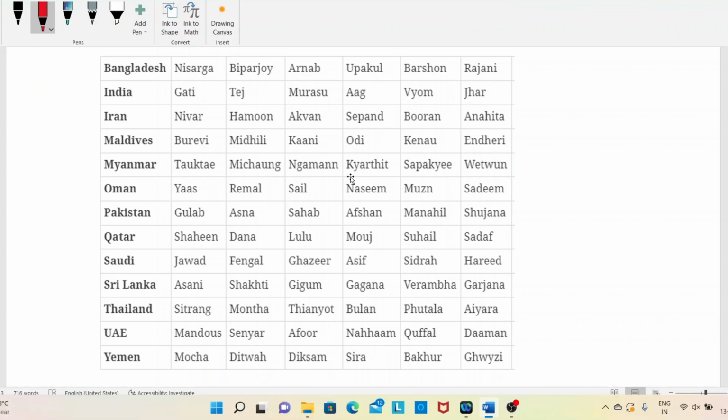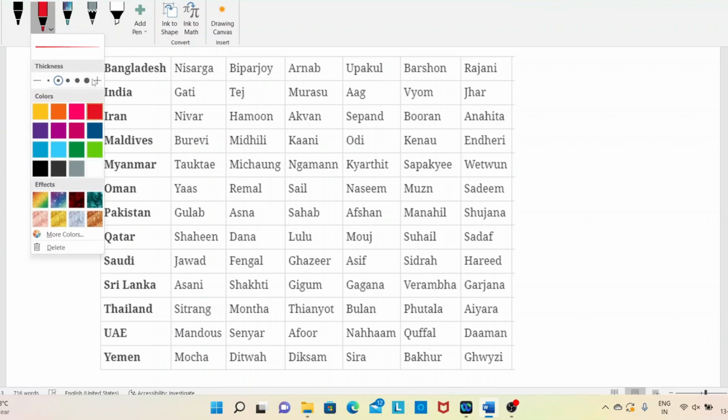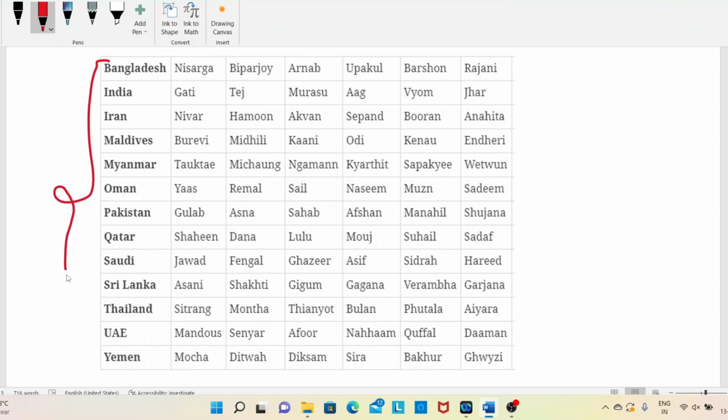Yes, these are the names of cyclones suggested by 13 countries. We can see here India, and once observe all 13 countries and what names they suggested. We can see every country: Bangladesh, India, Iran, Maldives, Myanmar, Oman, Pakistan, Qatar, Saudi Arabia, Sri Lanka, Thailand, UAE and Yemen. These are the 13 countries that suggested names for future tropical cyclones.